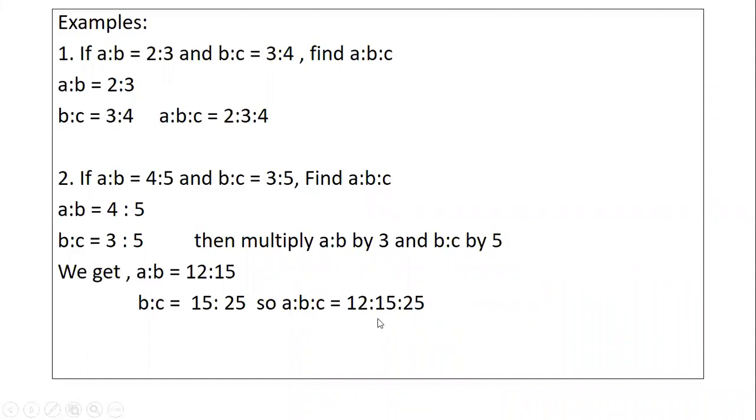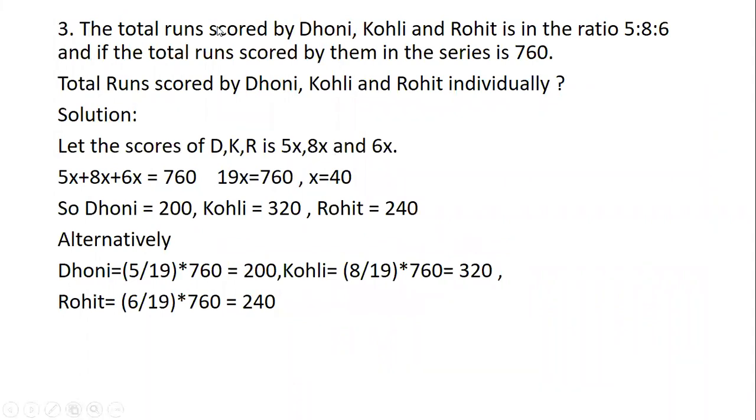Now we can combine the values: A is to B is to C is equal to 12 is to 15 is to 25. Now, the total runs scored by Dhoni, Kohli and Rohit are in the ratio 5 is to 8 is to 6. If the total runs scored by them in the series is 760, then what is the total runs scored by Dhoni, Kohli and Rohit individually?